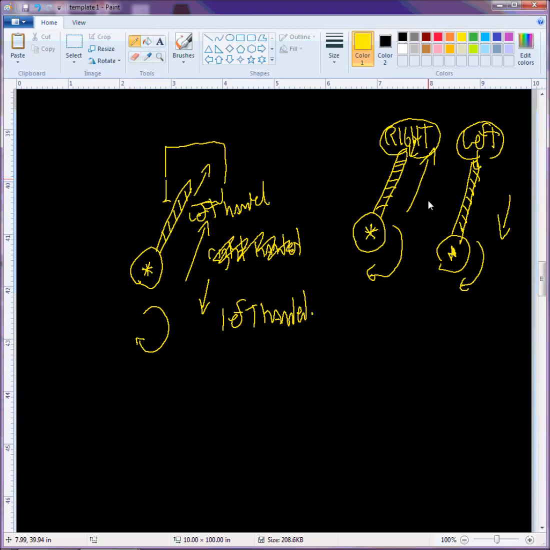Okay, so we've got two methods to tell the difference between a right-handed and left-handed helix. And the reason this is important is because DNA, our DNA in our bodies, is a right-handed double helix, and it's important to learn the structure of DNA for genetics.